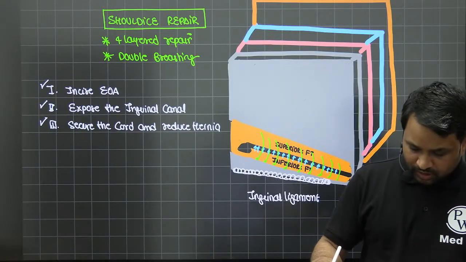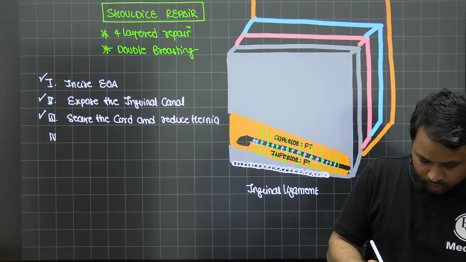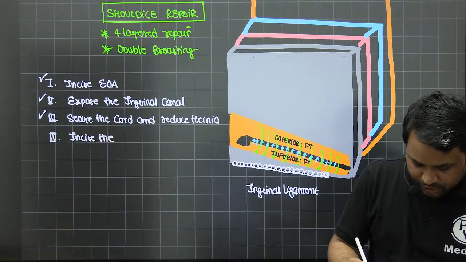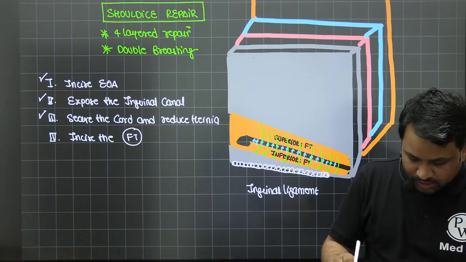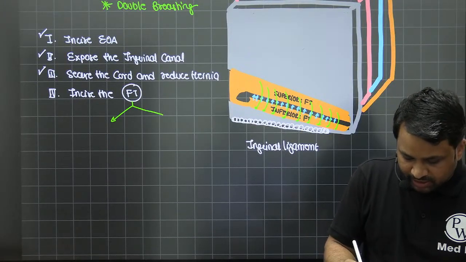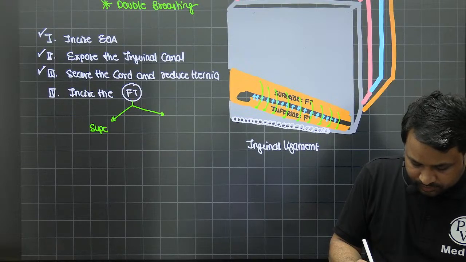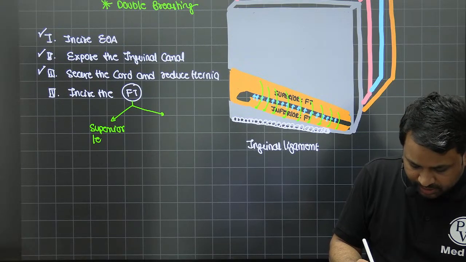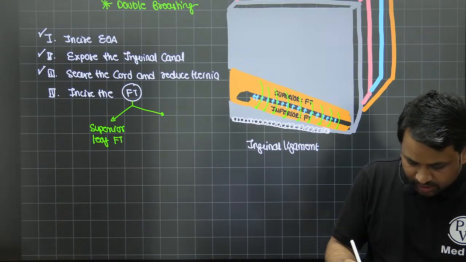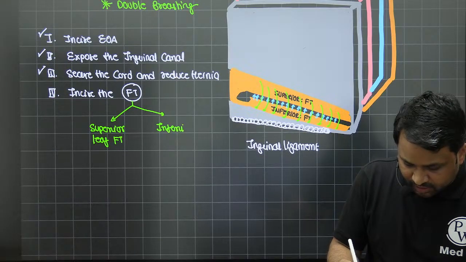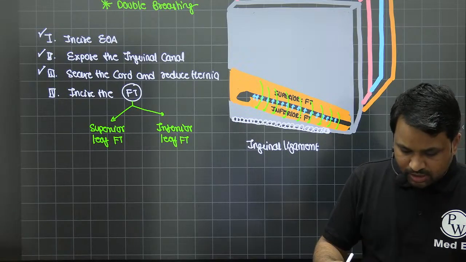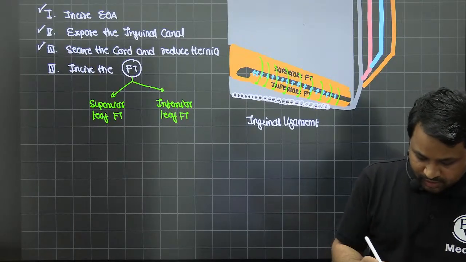Now, once you have done with this, the fourth step, now you're going to incise the fascia transversalis. Once you incise the fascia transversalis, you have two leaflets. You have the superior leaf and the inferior leaf. You have the superior leaf of the fascia transversalis, and then you have the inferior leaflet of the fascia transversalis, right? Now, once you have done this, the step number 5 is to suture.